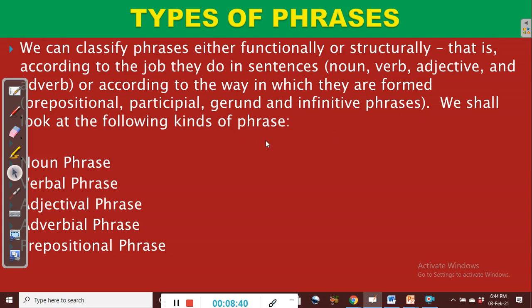All right, but we are going to look at the main functional types of phrases: the noun phrase, verbal phrase, adjectival phrase, adverbial phrase, and prepositional phrase. Of course, we added prepositional phrase because it's one of the key phrases that gives us the structure that functions either as an adjectival phrase or an adverbial phrase. So we have classified it along with others here. We are going to look at 5 types of phrases, and we are going to look at copious examples.